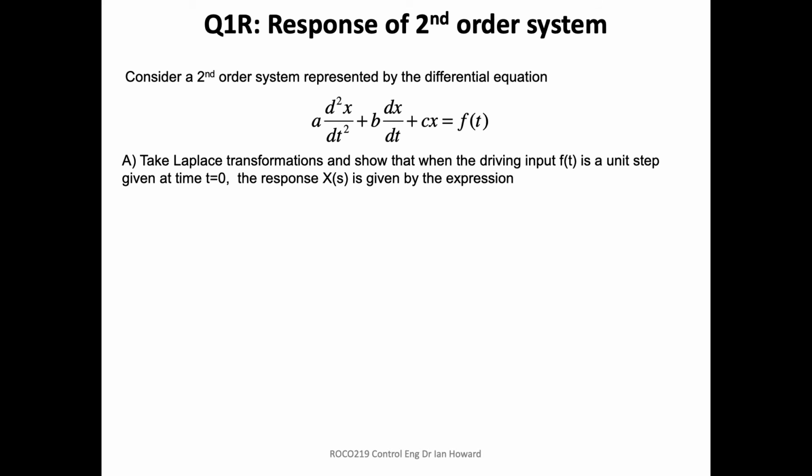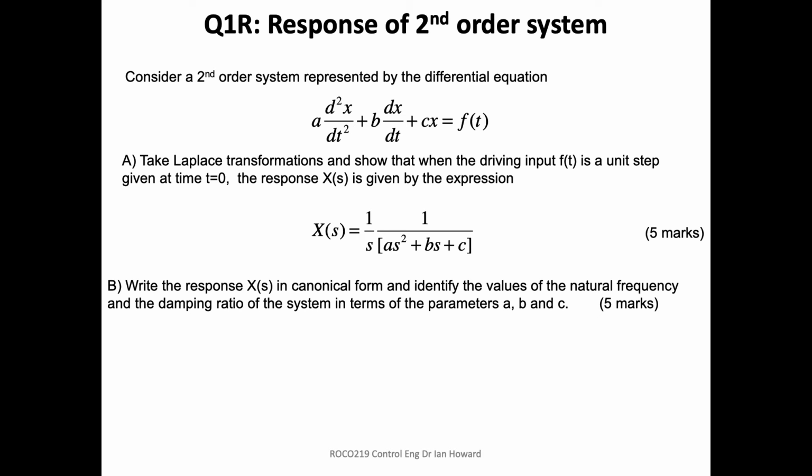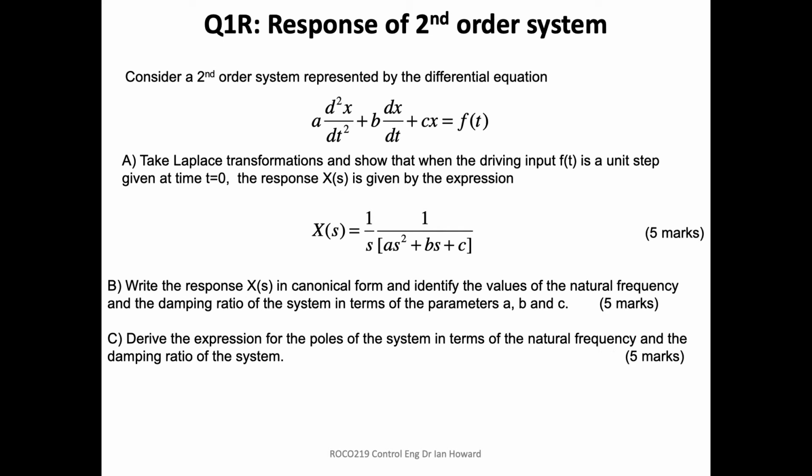We're first asked to take Laplace transforms, and when we drive this by a unit step, show that the response in the S domain, x of s, is given by the expression 1 over s multiplied by 1 divided by as squared plus bs plus c. That's the first thing we have to do. Then we have to write this response in canonical form, so we can identify natural frequency and damping ratios in terms of the parameters a, b and c.